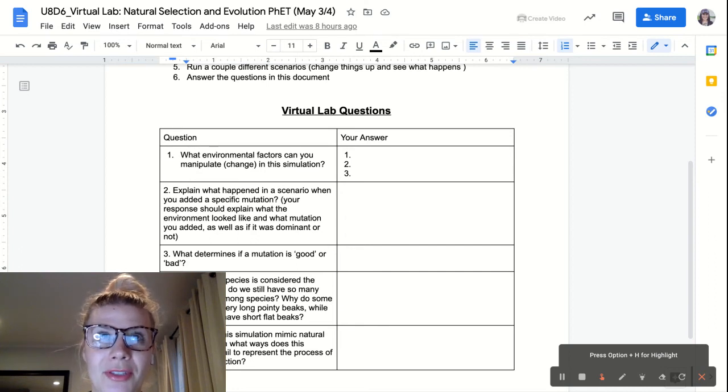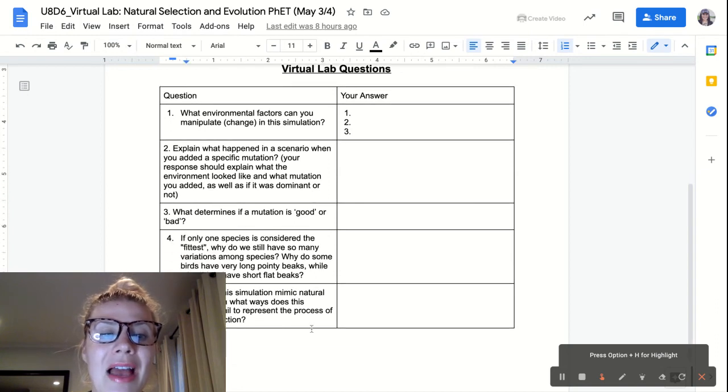And so you can relate this to a few things. You could talk about their genetics. You could talk about potential evolutionary reasons why that would be. But this is just a bigger thing to consider, not necessarily specifically from the lab, but things to consider and think about. And question 5, how does this simulation mimic or recreate or copy natural selection?